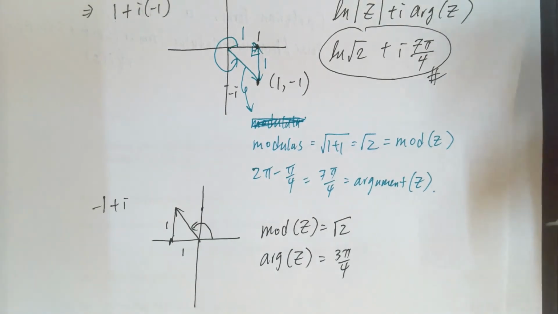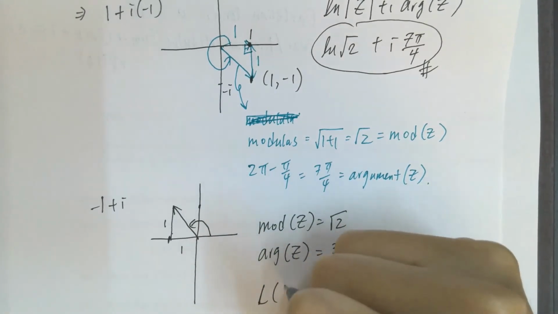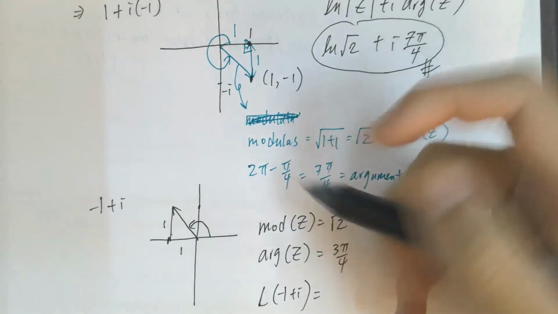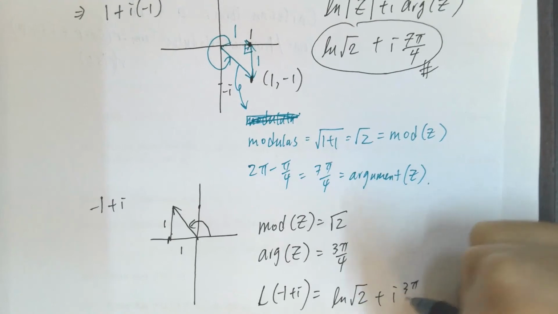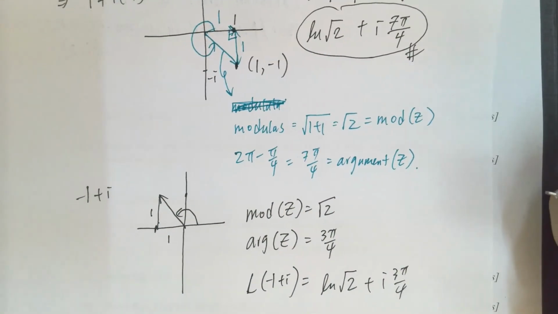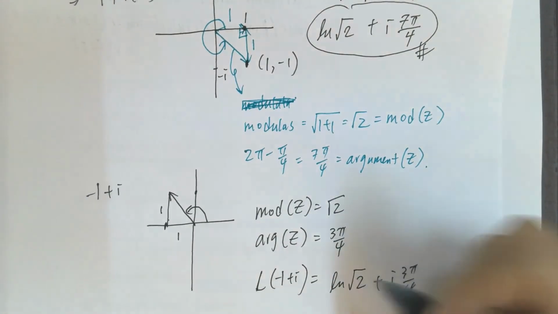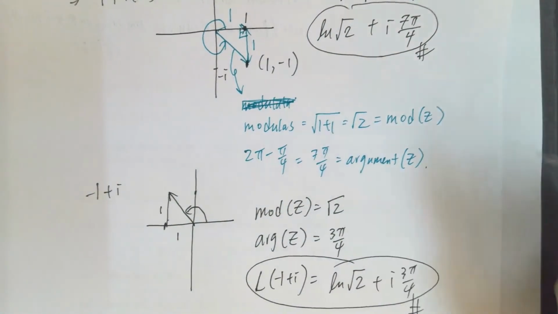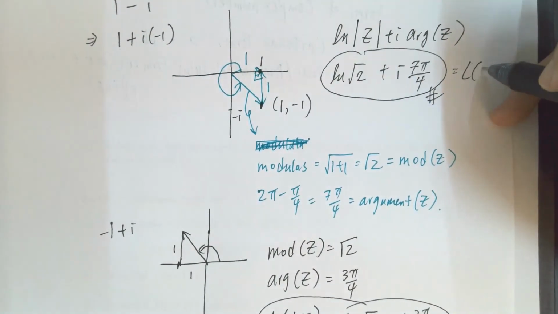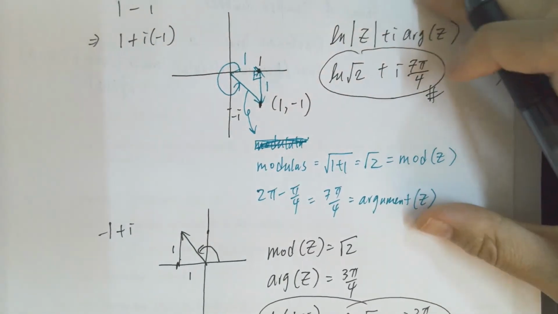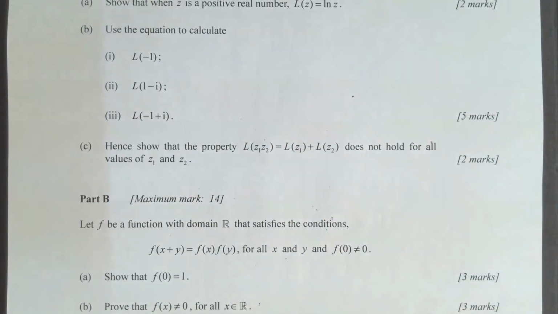Alright, so then we have therefore L of -1 plus I is equal to ln of square root of 2, this time plus I 3 pi over 4. Okay? Excellent. And so now that we've done this, let's circle this, and this is our final solution. Here we say this is equal to L of 1 minus I, right? So now let's keep these notes here, and let's take a look at the final question.